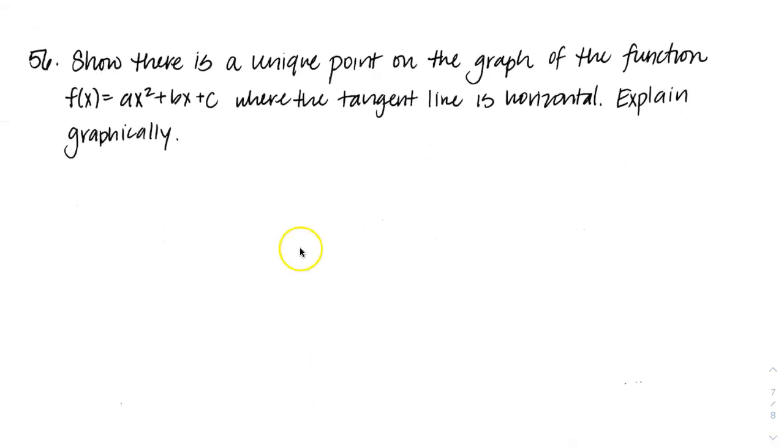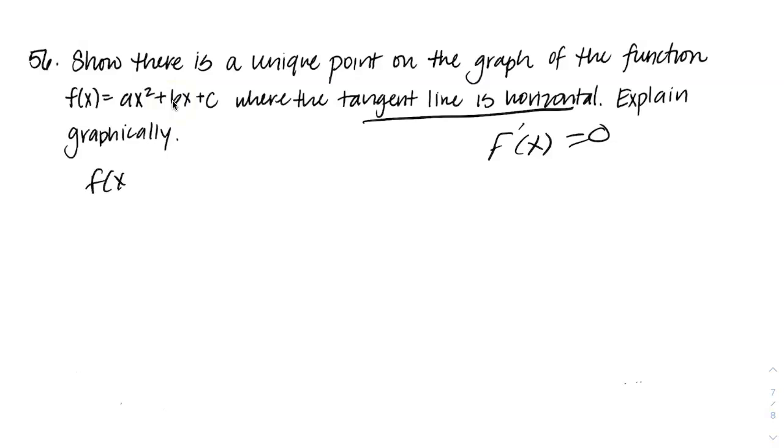Sorry about that. So there's a unique point on the graph of the function f of x equals ax squared plus bx plus c where the tangent line is horizontal. Explain graphically. So the tangent line being horizontal just means f prime of x equals 0. Right? Tangent line means derivative. Horizontal means the derivative equals 0. So let's take the derivative of this and set it equal to 0.